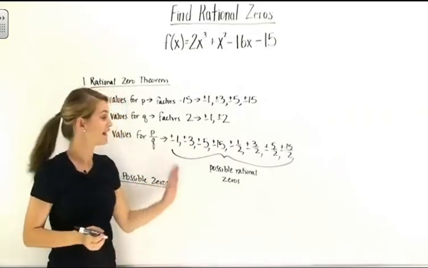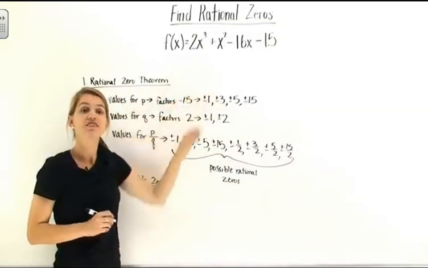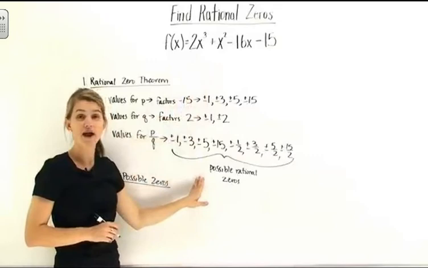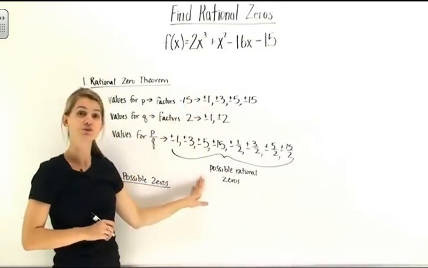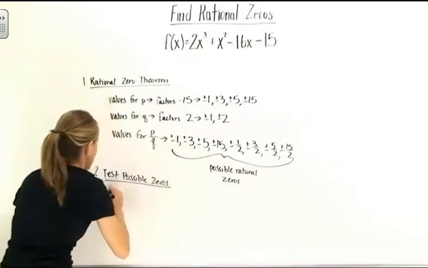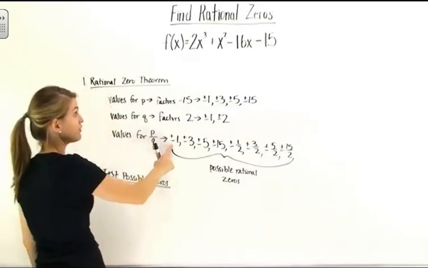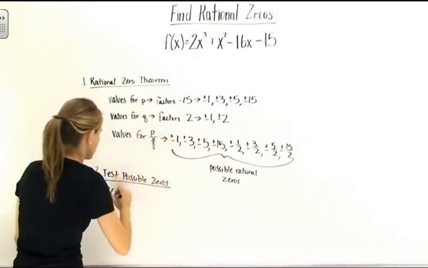If we don't get any of these equal to 0 when we plug them into our function, that means that we don't have any rational zeros of this function. But we could have irrational zeros or complex numbers. So let's go ahead and try it. We said we need to plug in one of these values for x and see if we get 0. Let's start with positive 1.